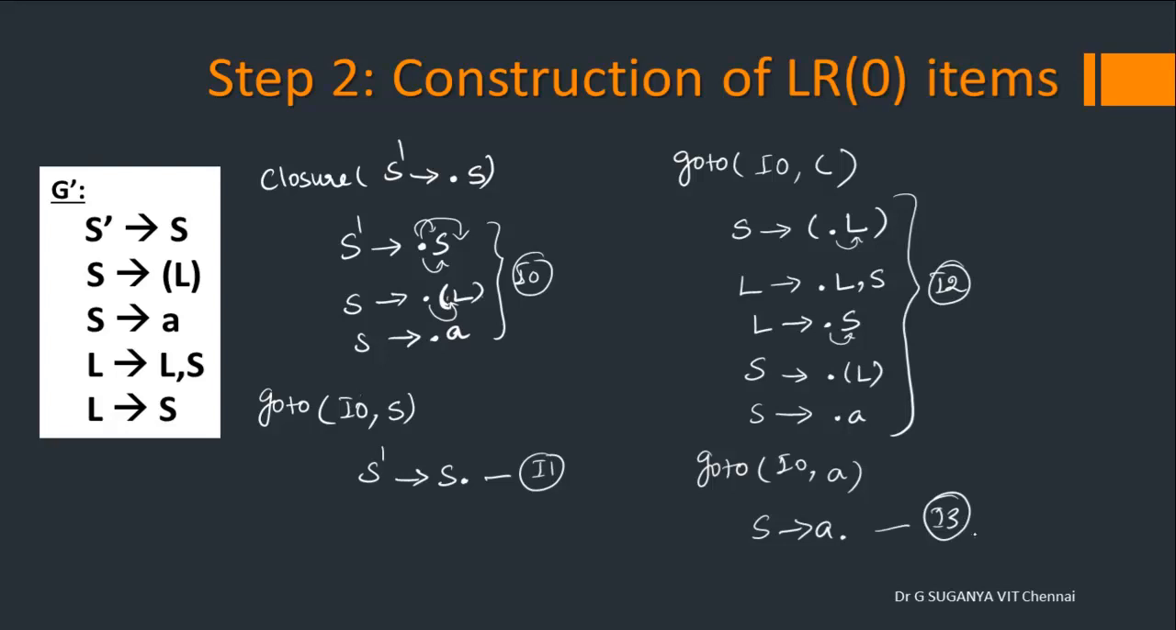Once done, you look at I1. Is there any possibility for applying goto? No, because after dot we don't have any symbol, and hence goto of I1 comma any symbol X will be equal to null.